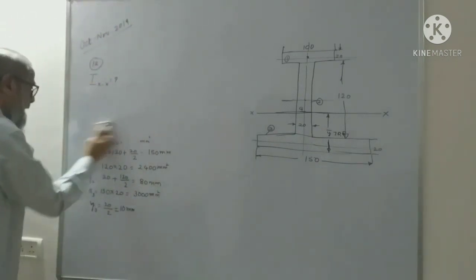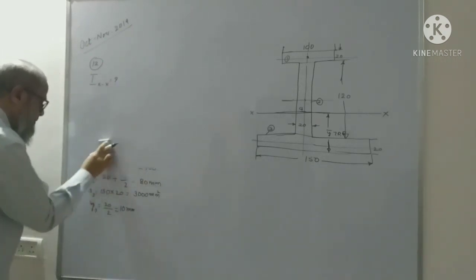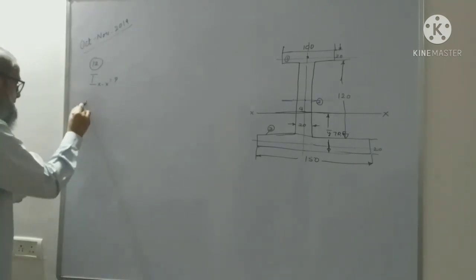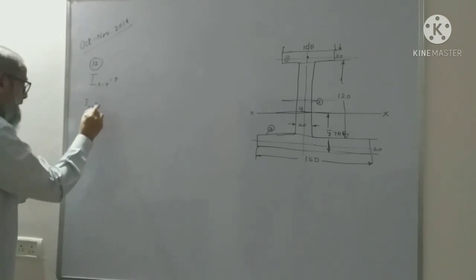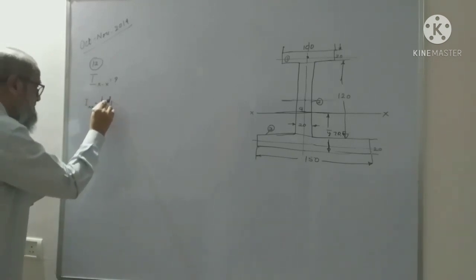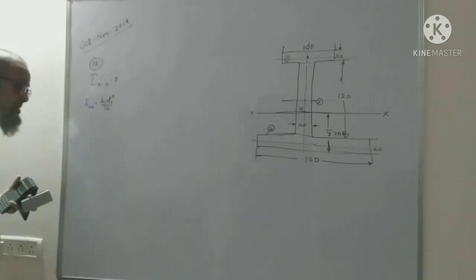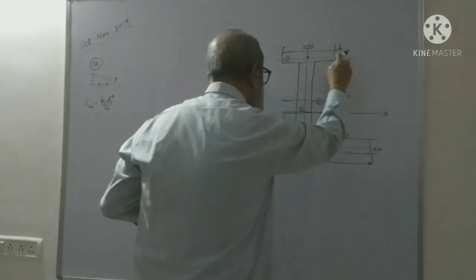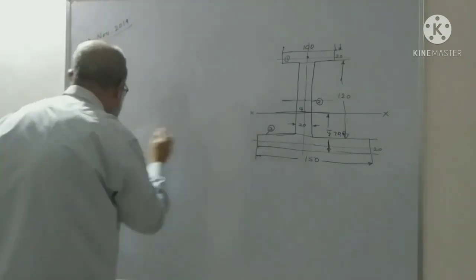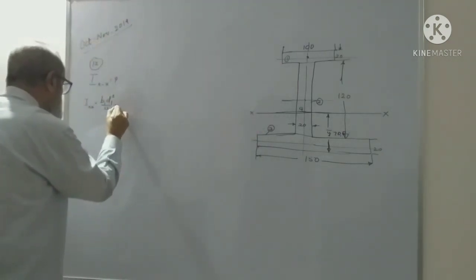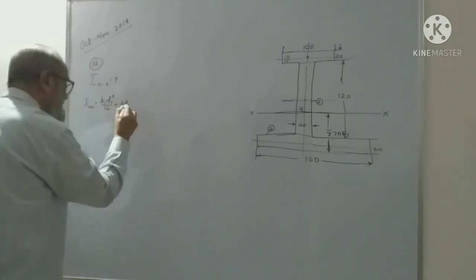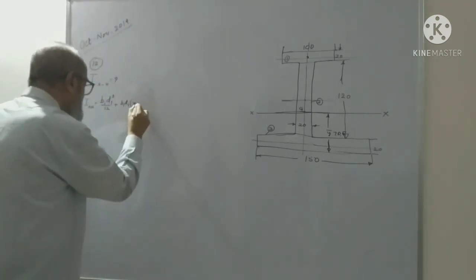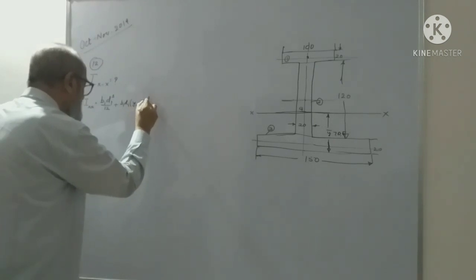Now here IXX is equal to, the formula is B1 D1 cube by 12. That formula gives me the moment of inertia of this rectangle about its own axis. This has to be transferred to this axis, so that can be done like this, plus B1 D1, that is the area of that rectangle, multiplied by Y1 minus Y bar, the whole square.